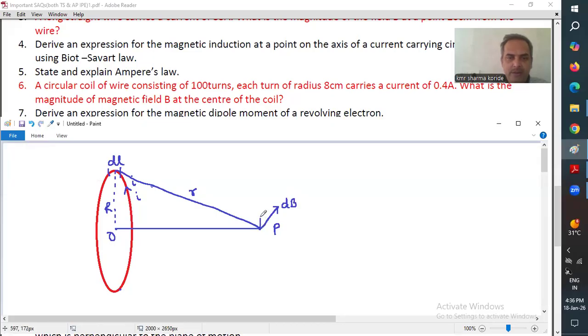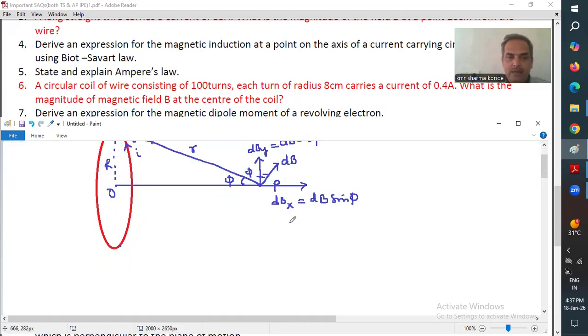For this dB, there will be two components. This is dBy, the vertical component. This is dBx, along the axis, and we continue with dBx. Suppose this angle is phi given, automatically this also will become phi. So this is the horizontal component. This will be dB cos phi, because dB is resolved into two components. This is dB cos phi, and the vertical component is dB sin phi.